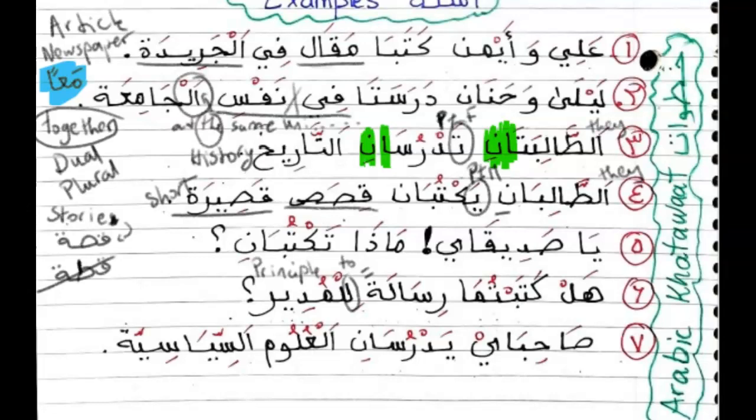The last sentence. صاحباي يدرسان العلوم السياسية. صاحباي يدرسان العلوم السياسية. My two friends are studying political science. Political science. Right? So let me clear the board.